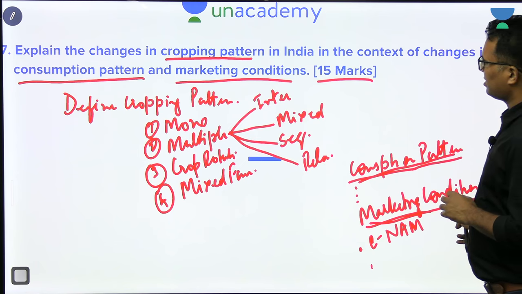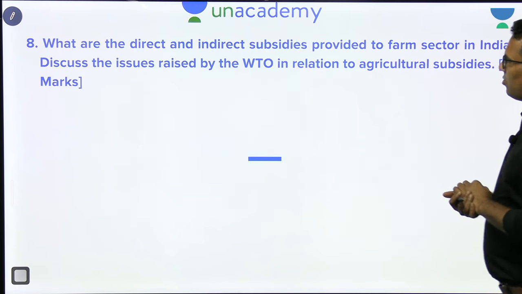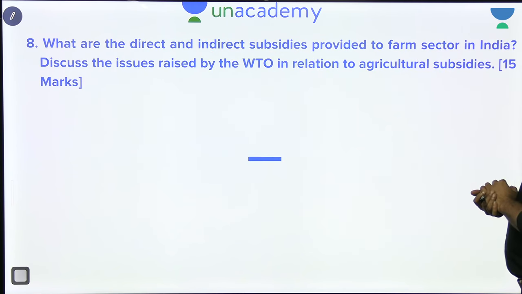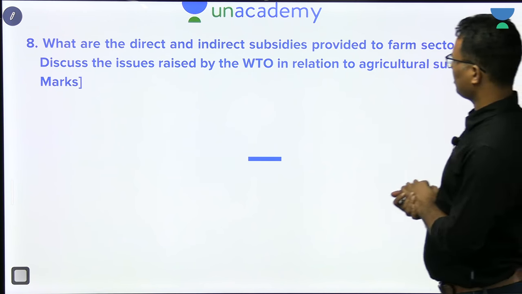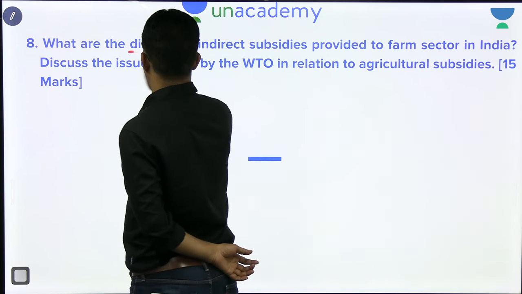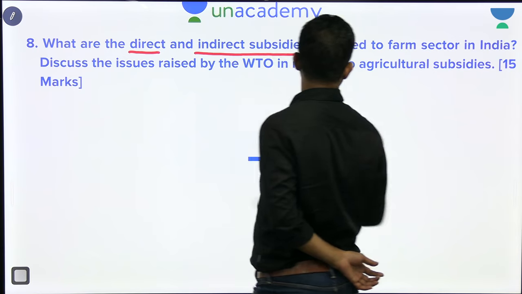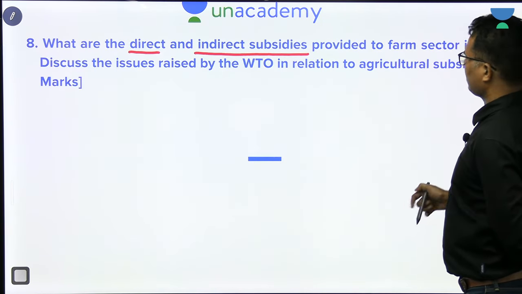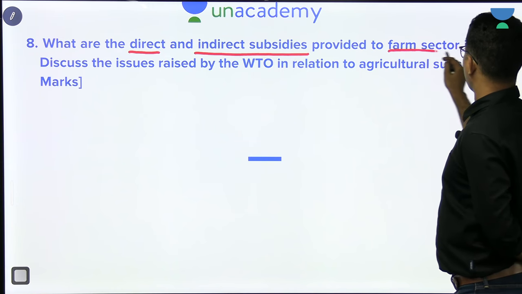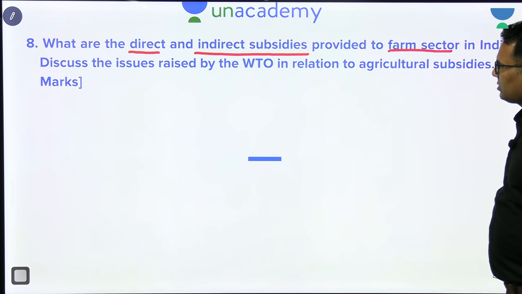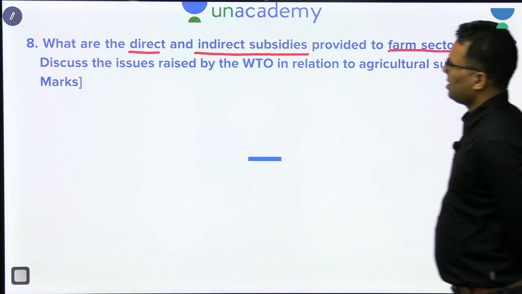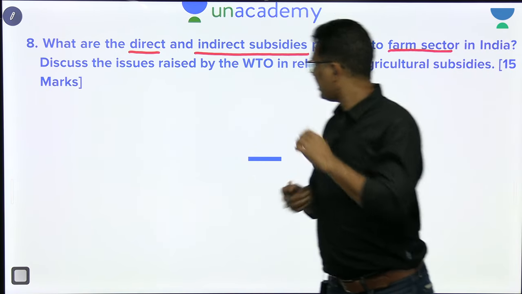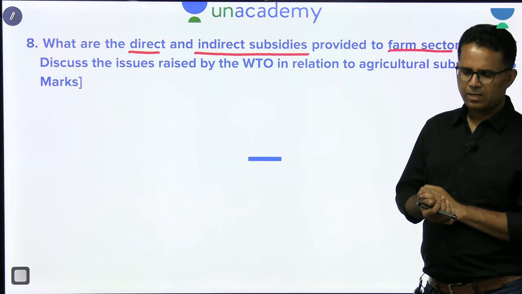Then, next question: what are the direct and indirect subsidies provided to the farm sector in India? Discuss the issues raised by the WTO in this regard. So, first part, what are the direct and indirect farm subsidies?